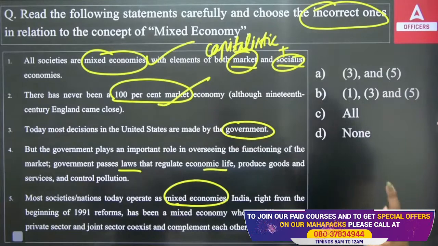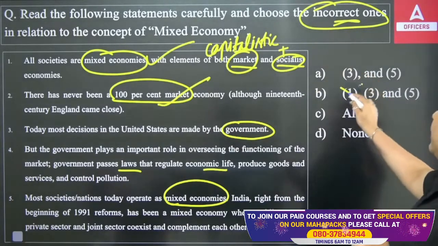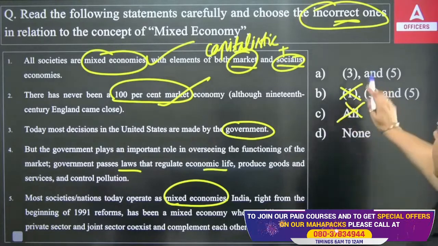Third is saying it means first and second are true. We have to find the incorrect option. It means it cannot be the B option. It cannot be the C option because first and second are true, and you have to find the incorrect one. So it can be A or D.